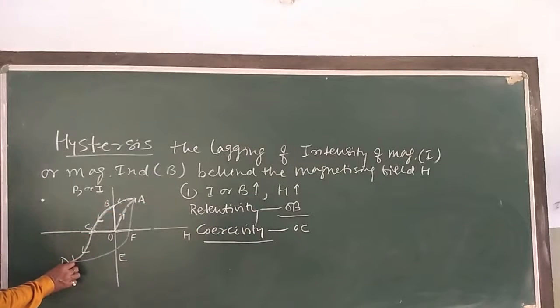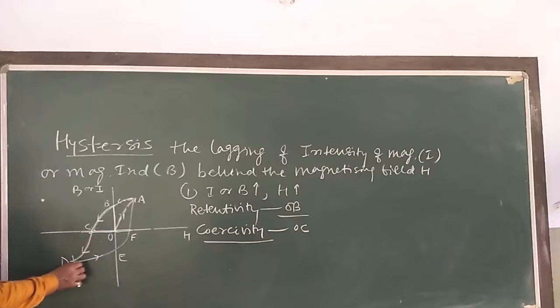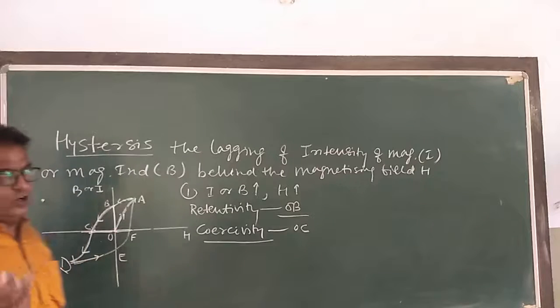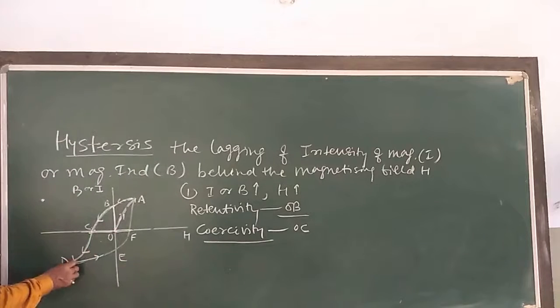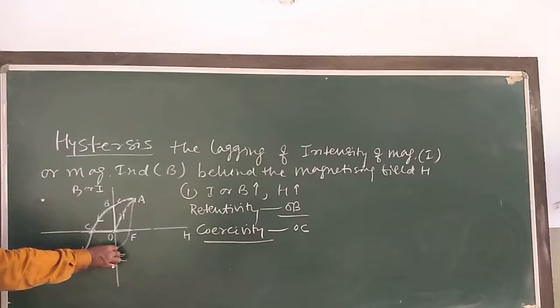Now H decreases, and the magnetic field H becomes 0. H becomes 0 first, but I or B is not 0. Again we are seeing here, H is 0 but I or B is not equal to 0. It is lagging behind.